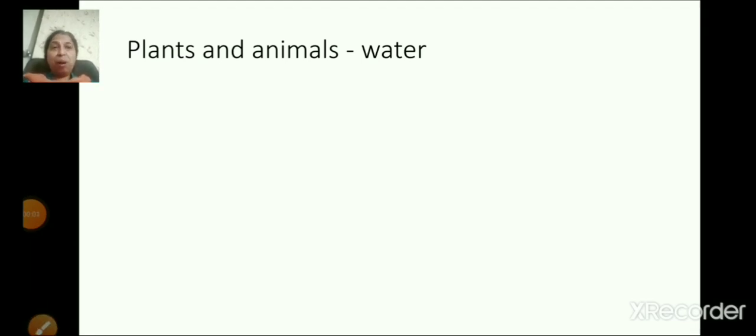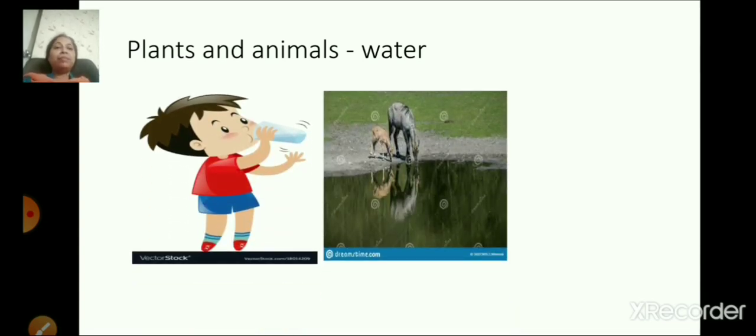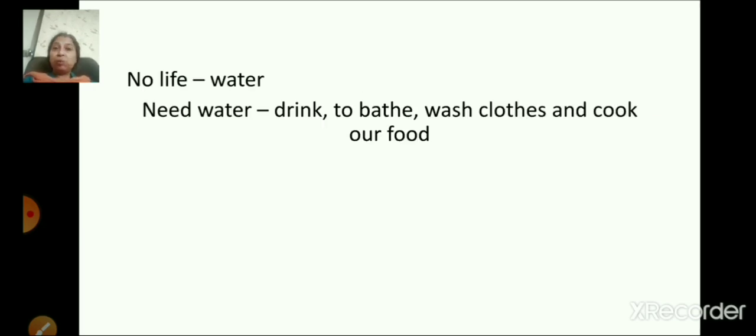Children, we all know plants and animals need water. All plants and animals need water to drink and to bathe. Plants need to be watered every day to grow. So there can be no life without water. So children, now we will see the uses of water.